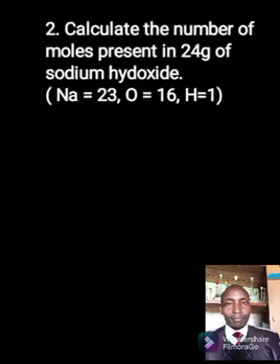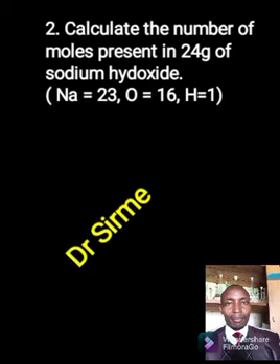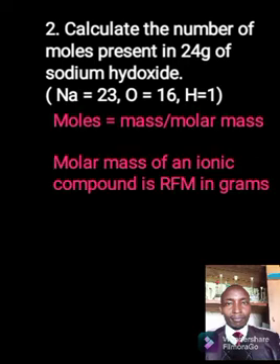Question 2. You're told to calculate the number of moles that is present in 24 grams of sodium hydroxide. You're further told that sodium has a relative atomic mass of 23, oxygen has a relative atomic mass of 16, and hydrogen has a relative atomic mass of 1. Again, you can pause the video and attempt the question. Okay, having attempted the question, the number of moles again is given by the mass divided by the molar mass.